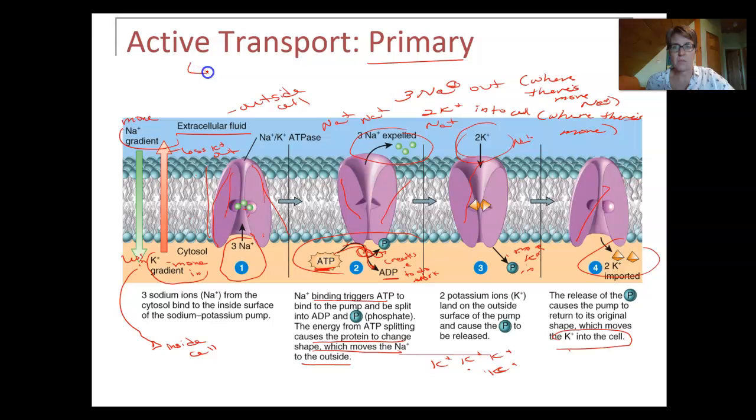So now, because a ton of sodium is outside, I control when I let sodium back in. And I control it, I make it do work, right? Make it do work. This control of letting it come in, we're going to see that later on in the semester.